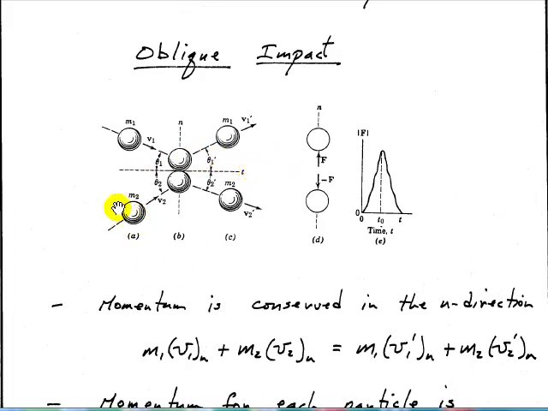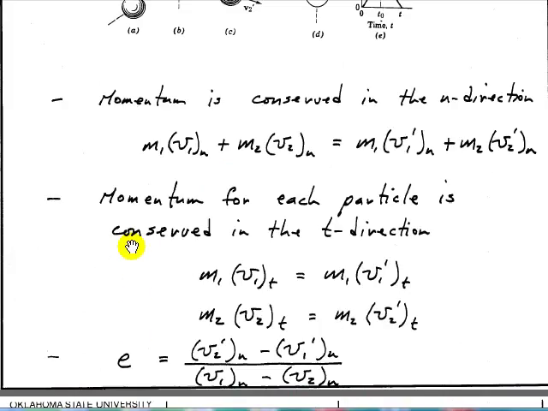Same is true for body 2. The x direction velocity of body 2 before impact is the x direction velocity of body 2 after the impact, no change. But clearly, body 2 is moving up, parallel to the impact direction, before the impact, and now it's moving downward. It has a negative velocity after the impact. Okay.